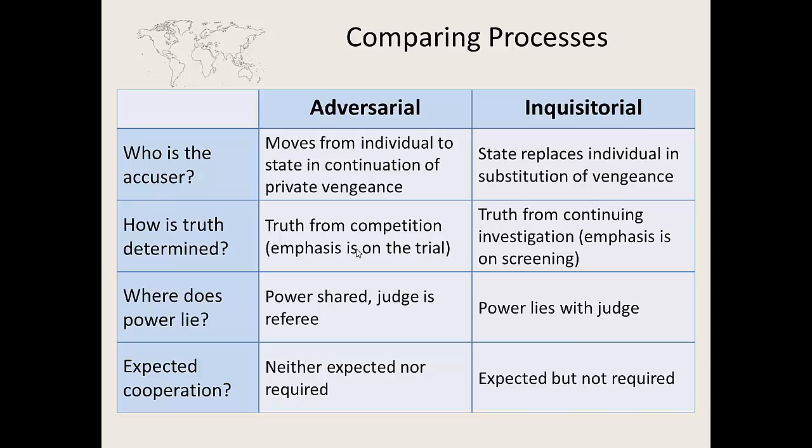And because of that, my interests might not play as much of a role as they would under the adversarial system, for example. So how is truth determined? Well, under the adversarial system, truth is said to arise from competition. And here the emphasis is on the trial, where the competition can actually be seen in action. The state versus the defense, in the sense that they are both trying to put forward the facts as they see them, and in doing so, finding the truth through this competition of examination, cross-examination, etc.